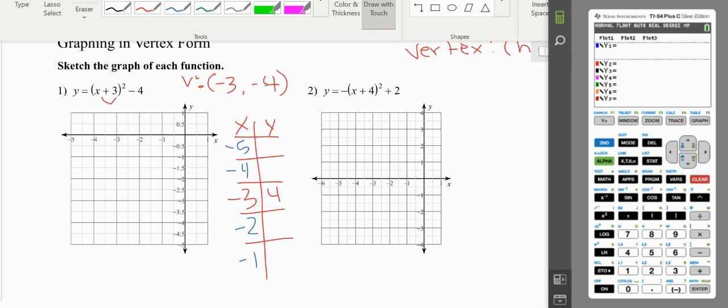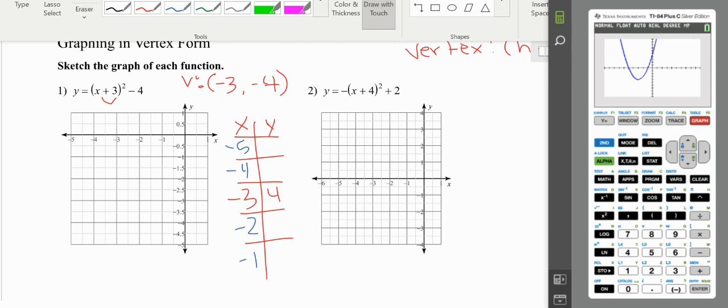We can go ahead and hit y equals. I'm going to type it just as I see it. So parenthesis, I have x plus 3. Close the parenthesis, and I'm going to hit the square. And I'm going to hit the subtraction sign. Then I'm going to hit minus 4. And if I want to see the graph, I could hit graph, and I'll see the graph.